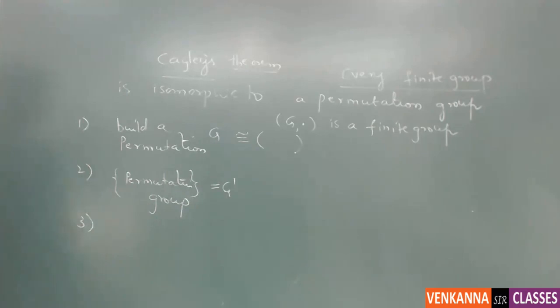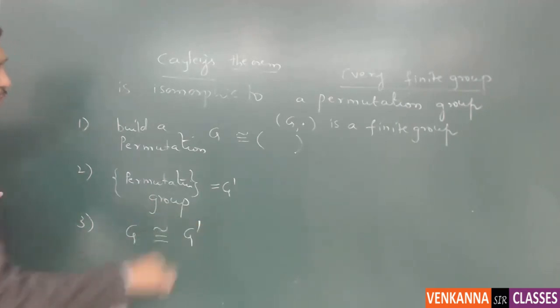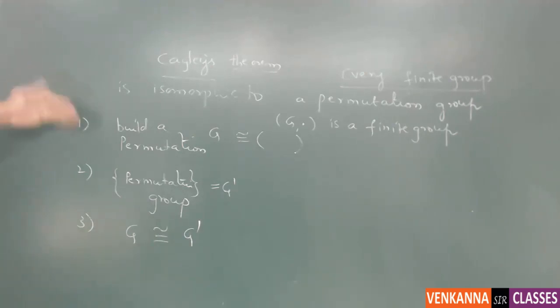In the third step, you have to show that the given group G is isomorphic to the new permutation group what we have constructed. So in 3 steps, we will prove the entire thing. In the first stage, we have to build or form a permutation. In the second stage, we need to construct a permutation group. At the third level, you need to bring an isomorphism between these two groups. Okay, all of you?